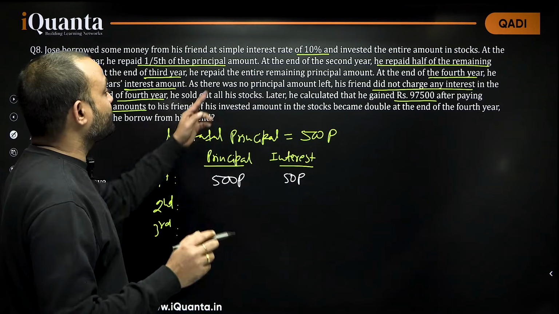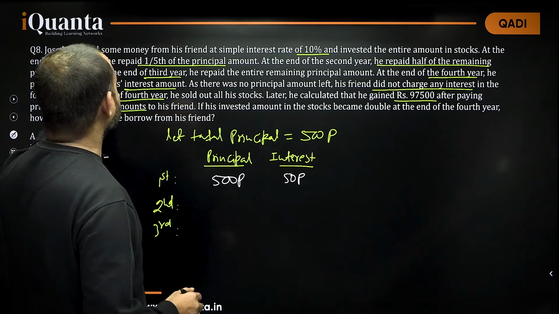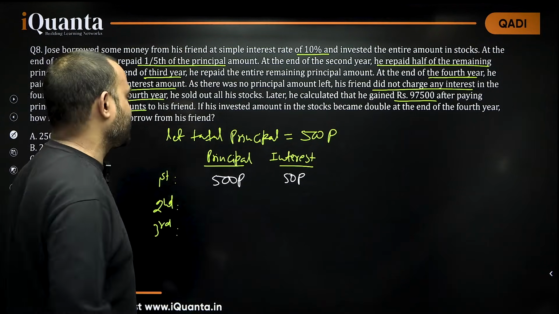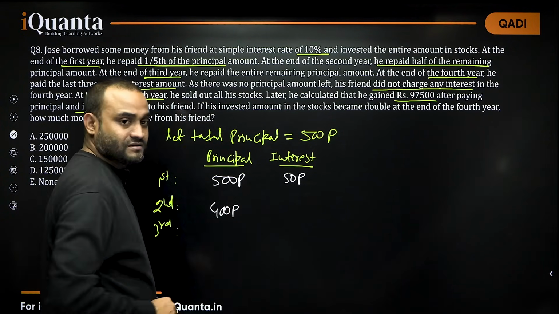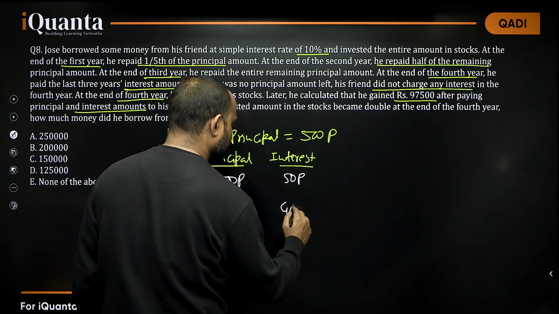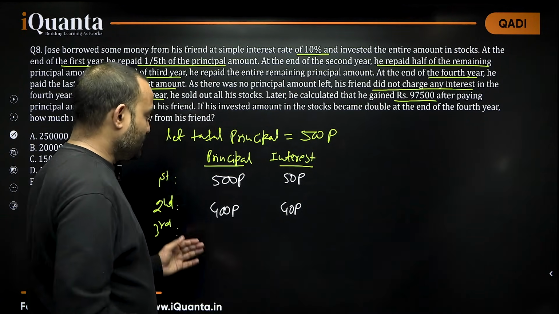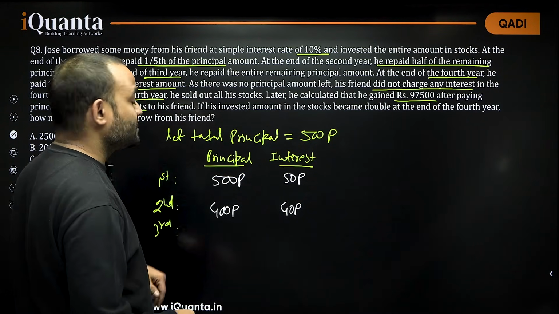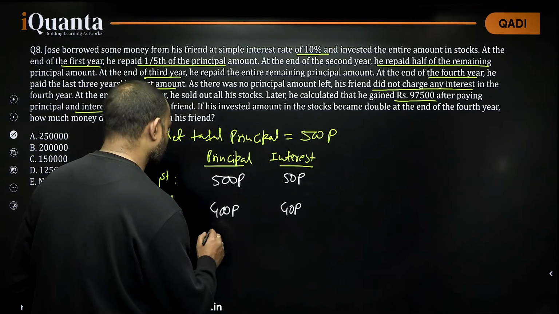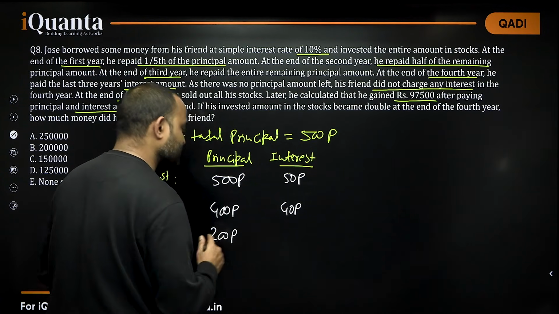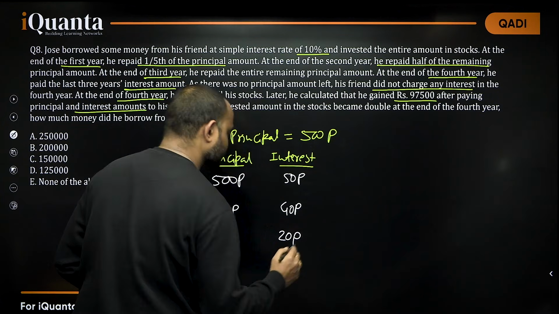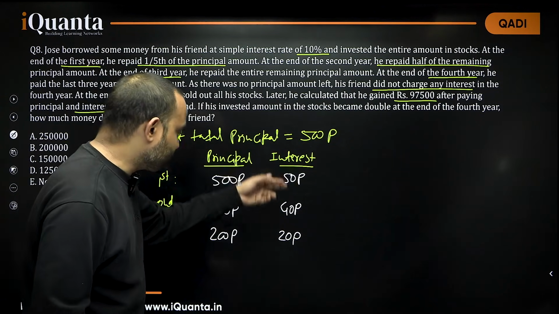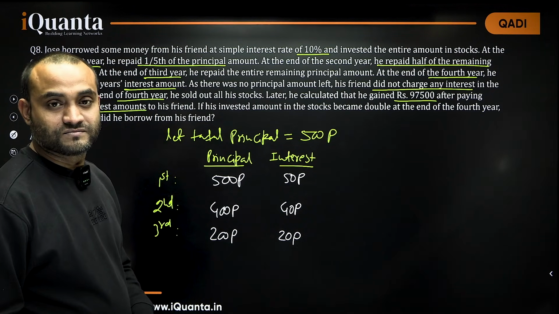At the end of the first year, he repaid 1/5 of the principal, so 100P is paid. Now the principal left is 400P. So 10% of this, the interest will be 40P. After that, he paid 200P, half of this. So now for the third year, 200P is the principal and 20P is the interest. So these will be the interest for the 3 years, right?